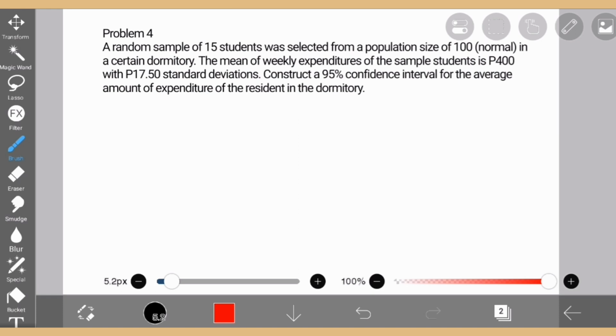And for our final example, we have here problem 4, which reads: a random sample of 15 students was selected for a population size of 100 in a certain dormitory. The mean of weekly expenditures of the sample students is 400 pesos, with 17 pesos and 50 centavos for the standard deviation. Construct a 95% confidence interval for the average amount of expenditures of the residents in the dormitory.